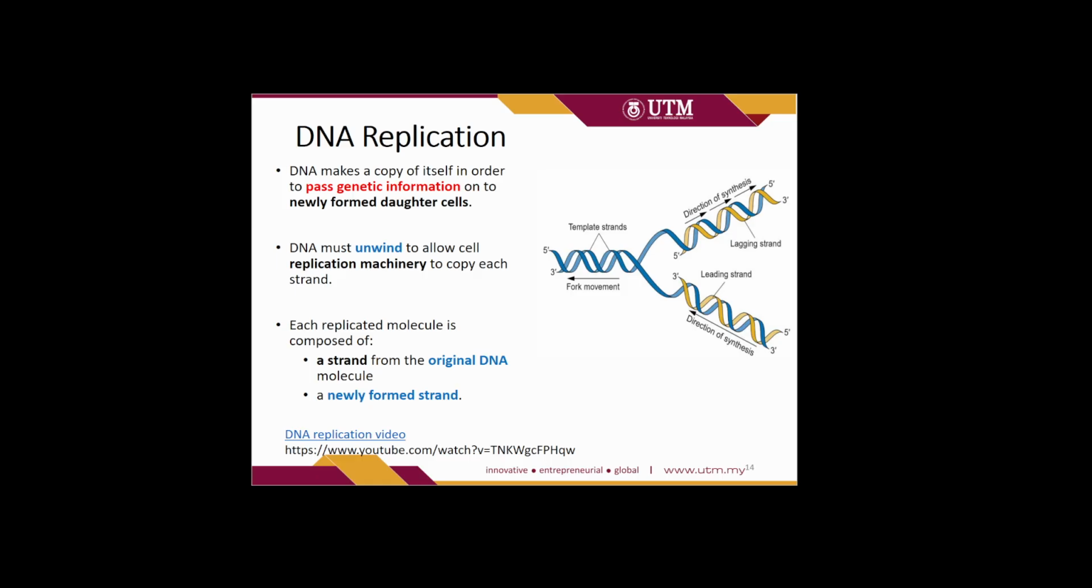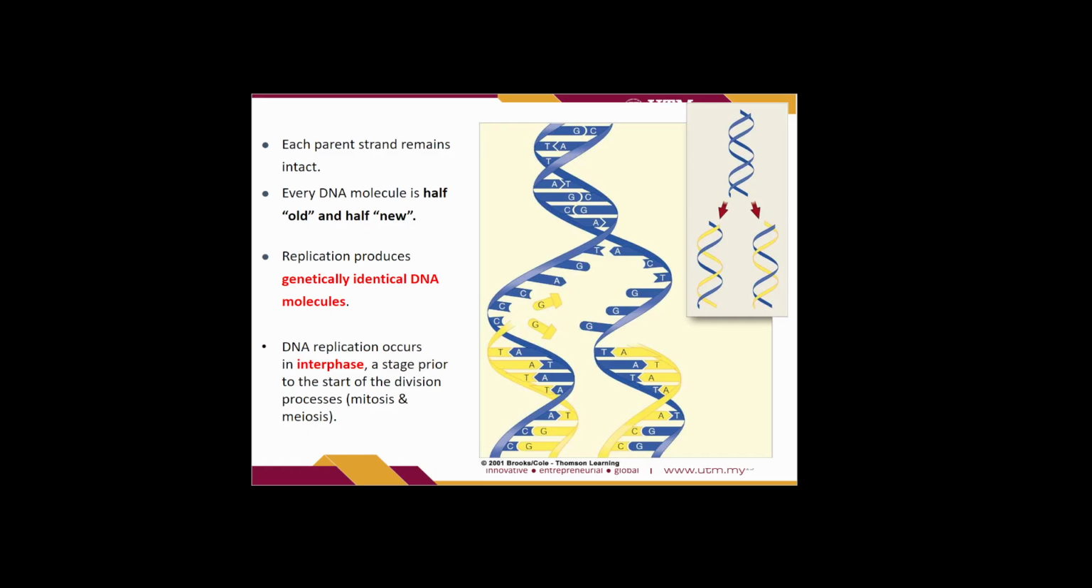Each replicated molecule is composed of a strand from the original DNA molecule and a newly formed strand. Each parent strand remains intact. Every DNA molecule is half old, half new. The daughter cell will have half old and half new DNA. The replication process is generally identical in DNA molecules. DNA replication occurs in interphase, a stage prior to the start of division.